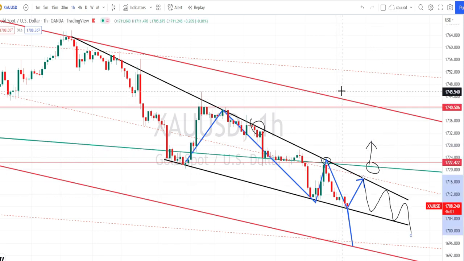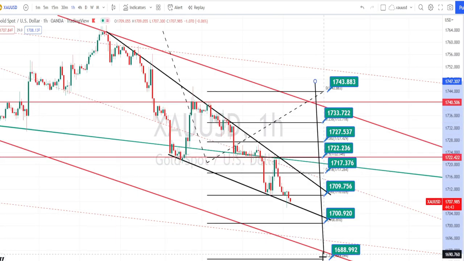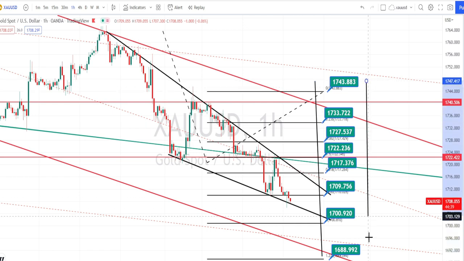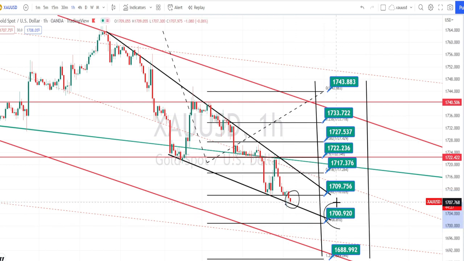Let us mark the support and resistance levels. So the values within these green color boxes are the resistance and support levels for hourly time frame. So if the price action breaks this support line, next level of support is going to be the support level of 1700, which is also a psychological support.